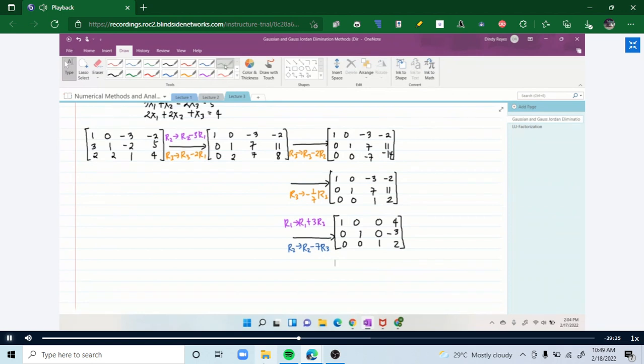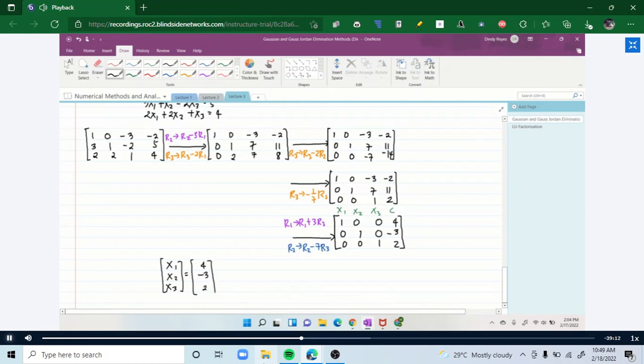Okay, take note that this is the column for x sub 1, x sub 2. This is the column for x sub 3 and the constant. So, no need for backward substitution. The values of x sub 1, x sub 2, and x sub 3 are 4, negative 3, and 2, respectively. Okay, this is the solution to the system.